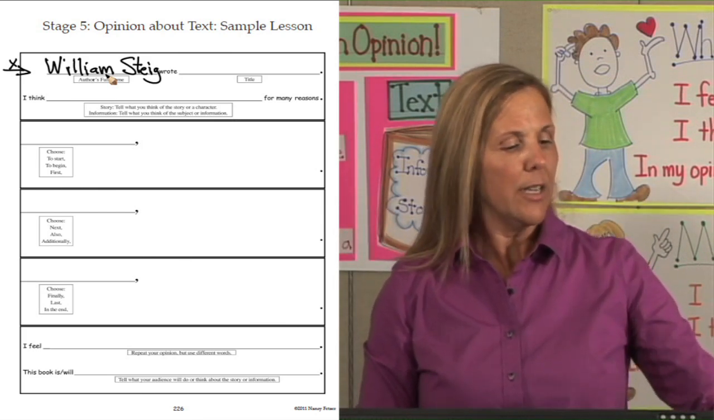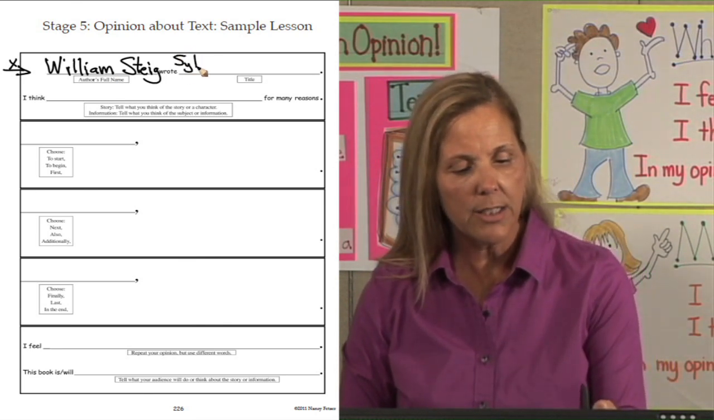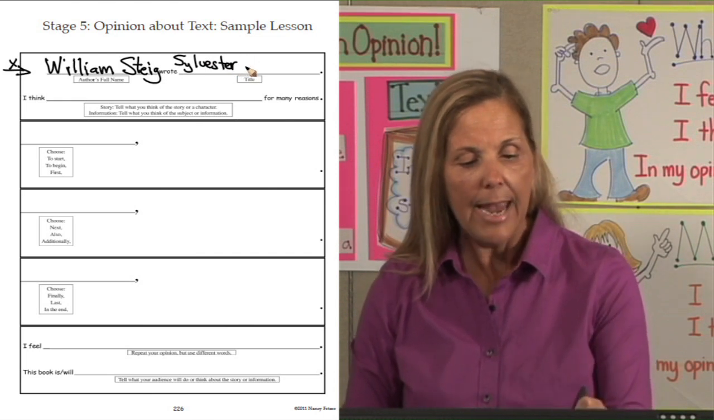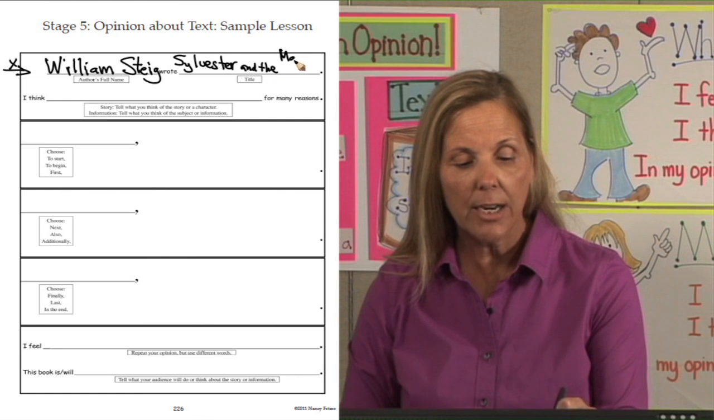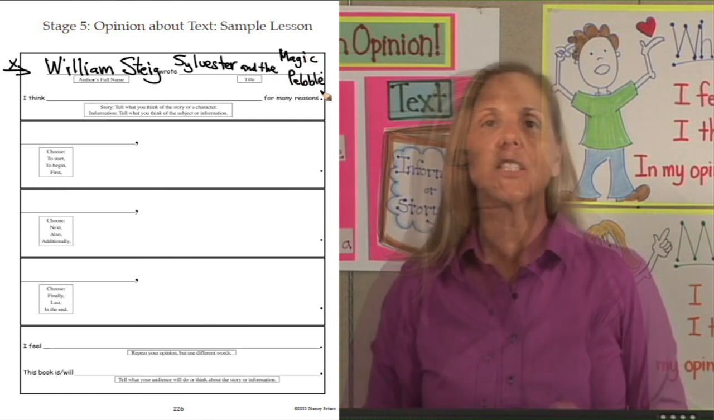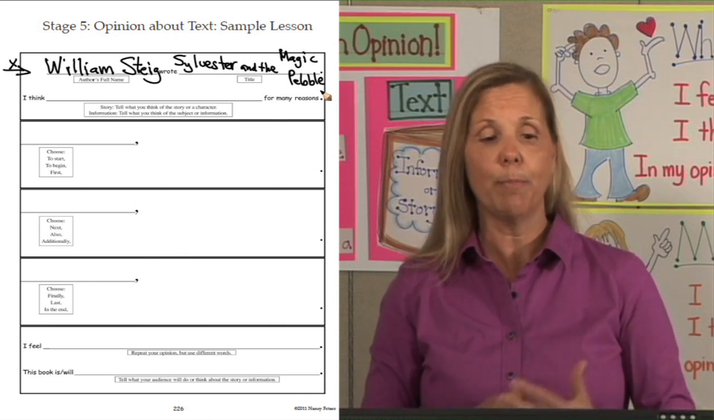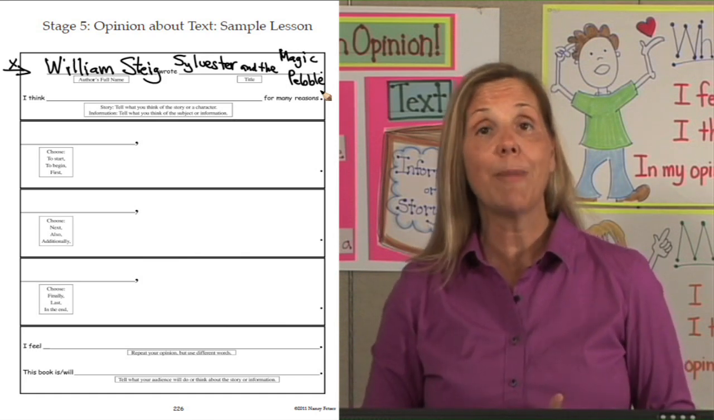Let's do it. Sylvester and the Magic Pebble. So we're going to write Sylvester, which is the first word and it's important. And those are not important words. Magic, that's an important word. Pebble, that's an important word. Let's start the beginning of our opinion by saying the author and the book. Ready? William Steig wrote the book, Sylvester and the Magic Pebble.